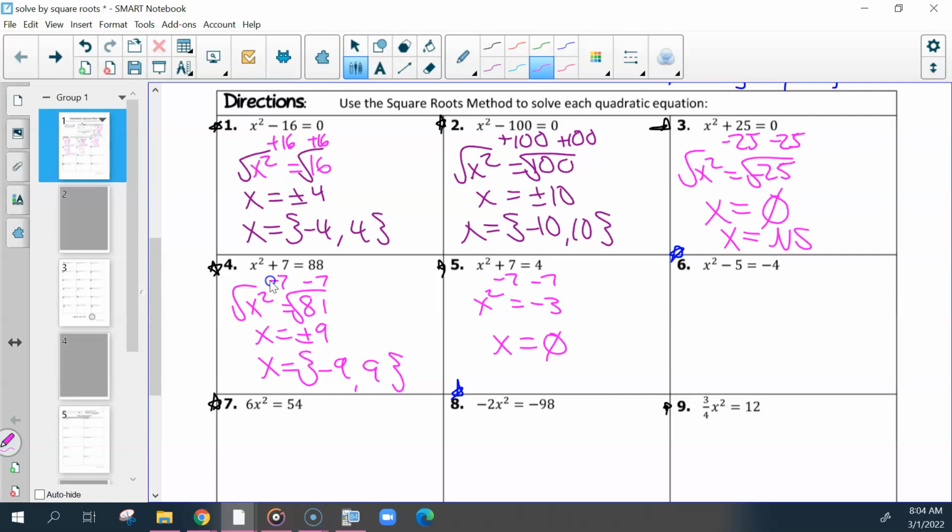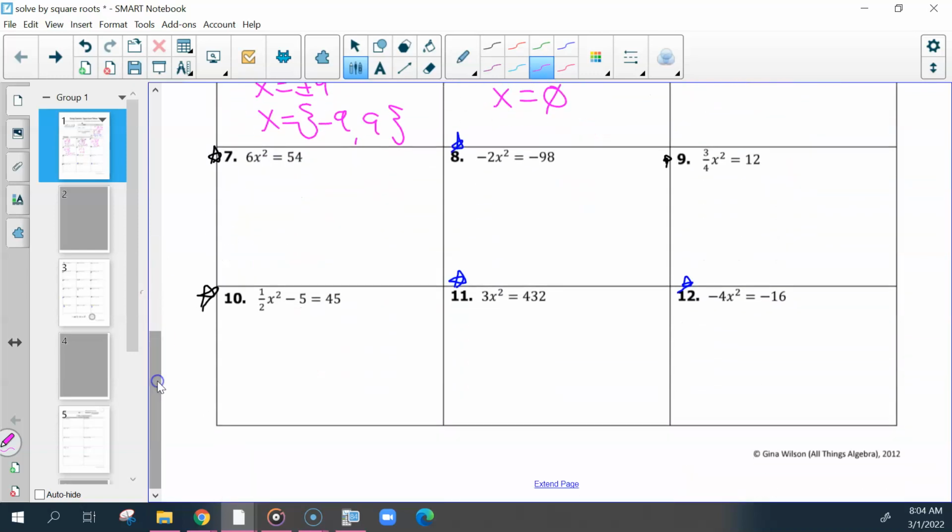We're going to get into some more challenging ones. We're going to jump down to 7. How would we isolate our x squared here? Divide by 6. Divide both sides by 6. So now we have x squared equals 9. 9 is a perfect square. Take the square root of both sides. Get plus or minus 3. And negative 3 and 3.